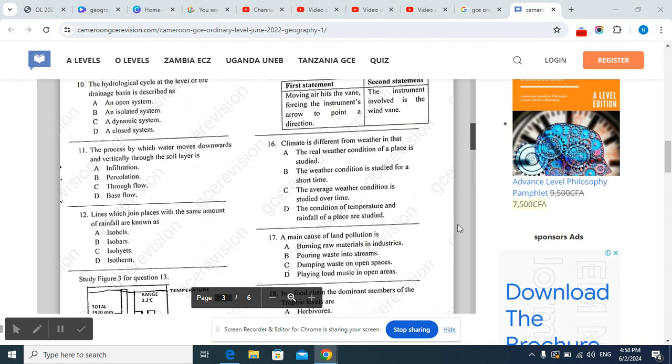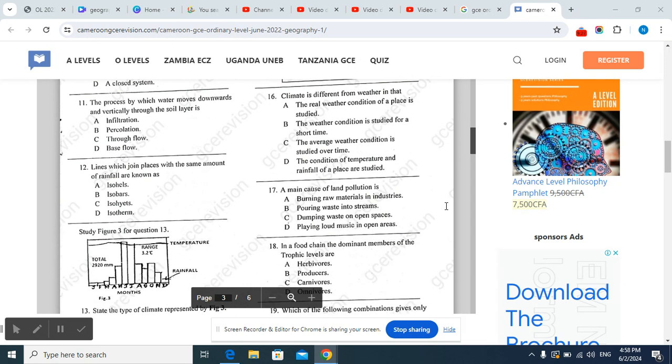Number 16. Climate is different from weather in that, the answer is B. Question 17. A main cause of land pollution is, the answer is C.